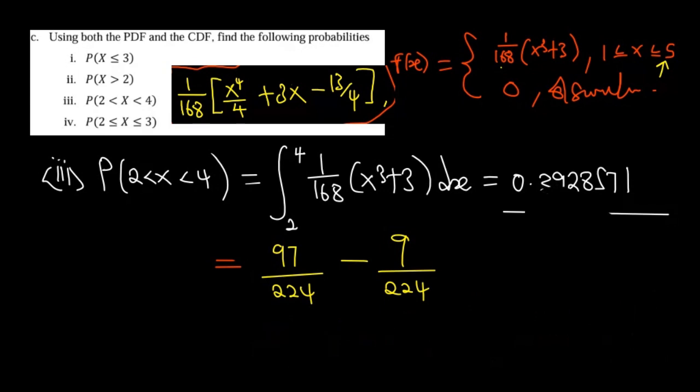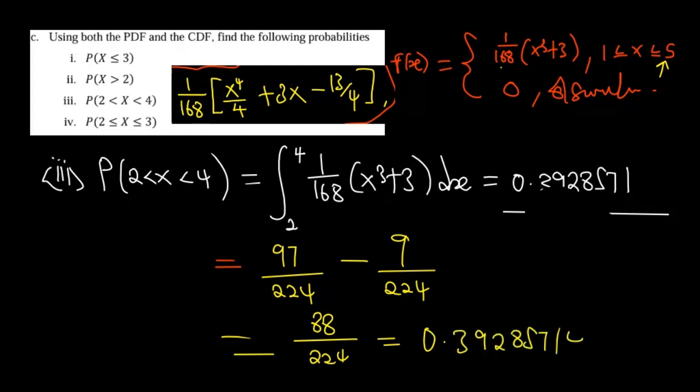Since the denominator is the same, this will just be, oh no, the 97 minus 9 gives me 88. So this will be 88 over 224. And then just find the decimal now. 88 divided by 224 gives me 0.392857142, and it continues to go.